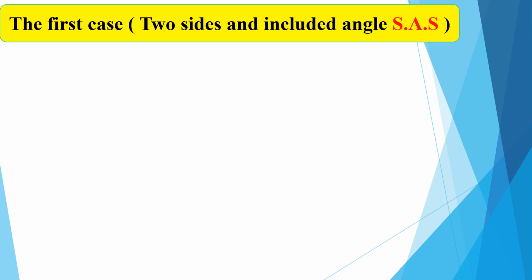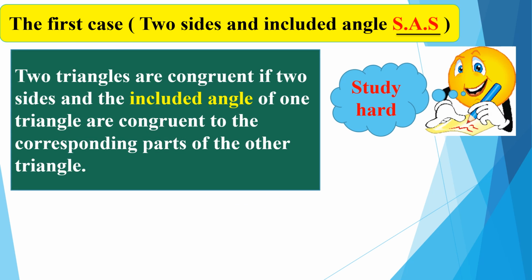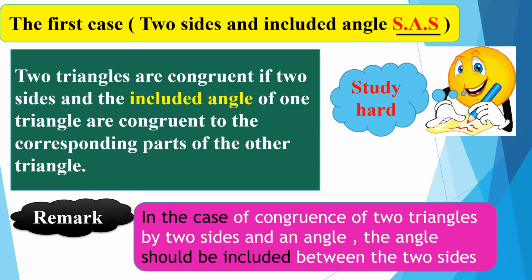Now the first case, two sides and included angle, side, angle, side. Study hard the definition of the first case. Two triangles are congruent if two sides and the included angle of one triangle are congruent to the corresponding parts of the other triangle. Remarks: in the case of congruency of the two triangles by two sides and angle, the angle should be included between the two sides.